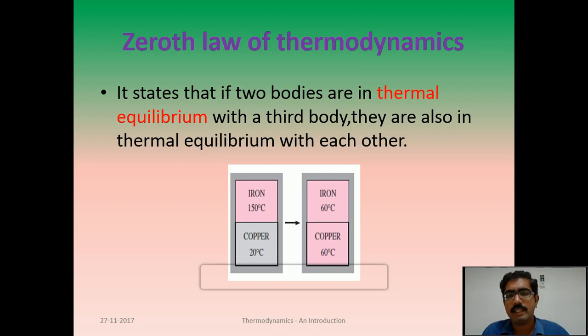Finally you can see that iron will be at 60 degrees Celsius and copper also at 60 degrees Celsius. Once the system attains thermal equilibrium, there won't be a transfer of heat. Now these two bodies have attained thermal equilibrium. Now we bring in another body, a third body. Finally, all three bodies attain the same temperature. So the zeroth law states that if two bodies are in thermal equilibrium with a third body, then they are also in thermal equilibrium with each other.